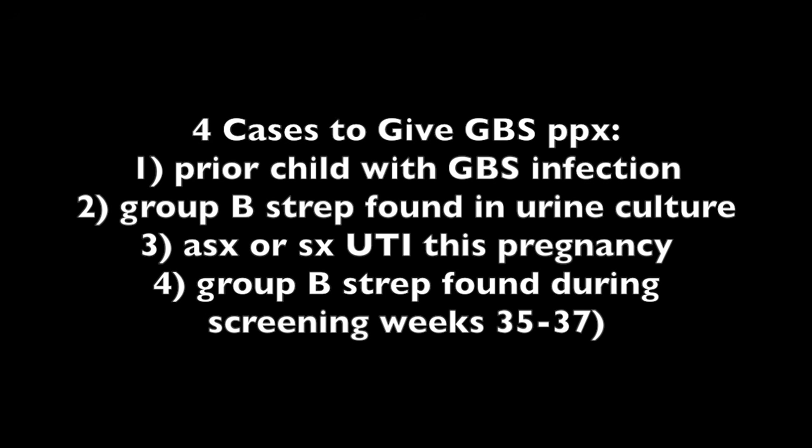Or by default too, during weeks 35 to 37, you do a genital culture anyways and an anal culture to check for group B strep. If that's positive, then you're going to give ampicillin or penicillin prophylaxis 4 hours before delivery as well.